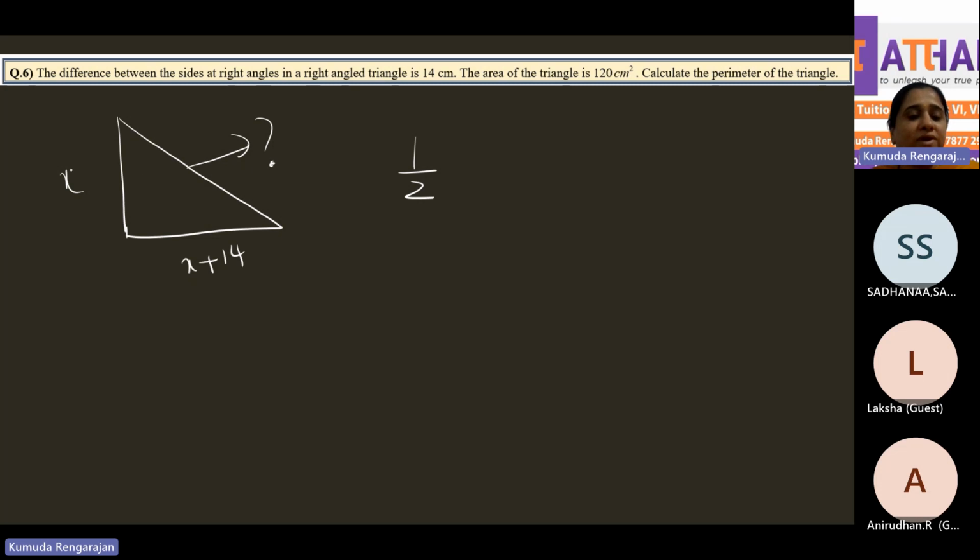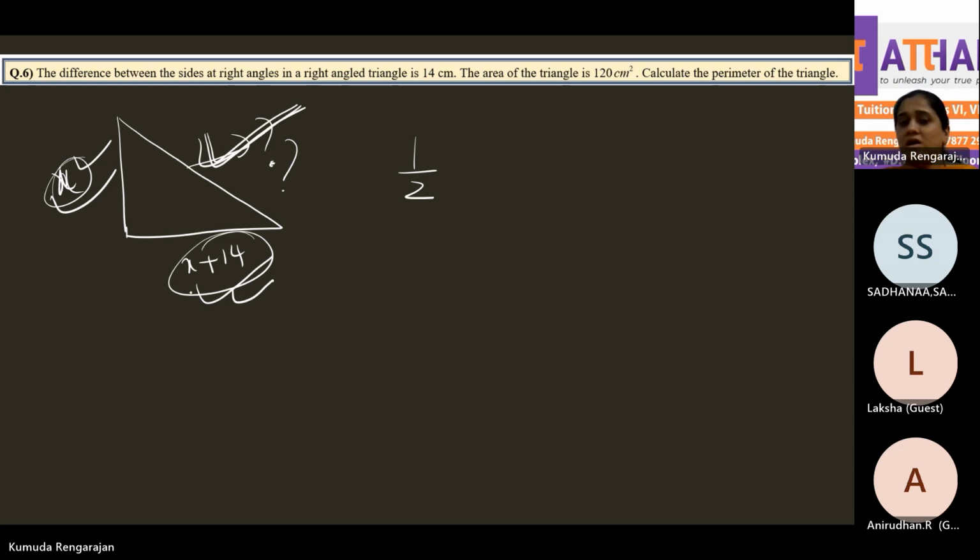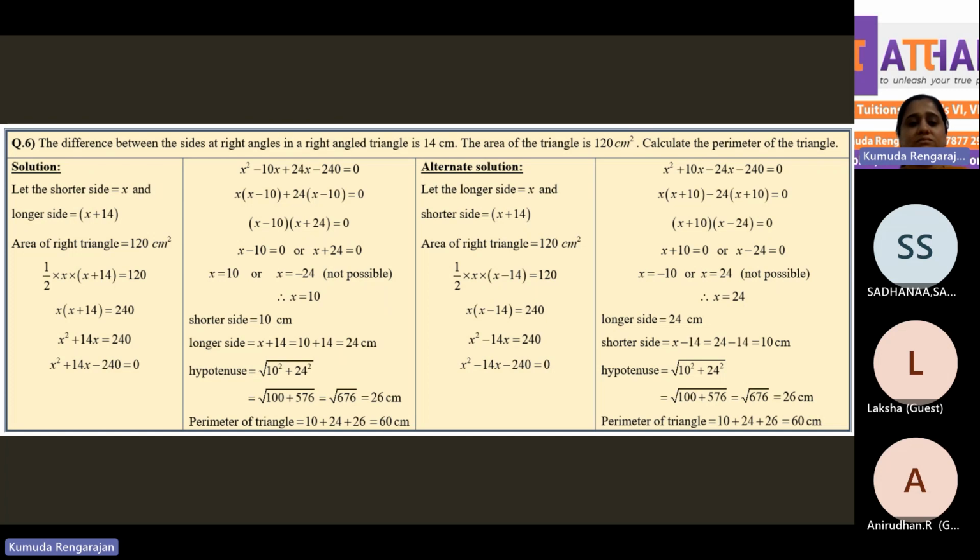Only when you find x can you find this and this. But the hypotenuse, you should find using Pythagoras theorem, and then find the perimeter. Once you find x, you can find x plus 14, correct? Now you know these two sides, but to find the perimeter, you also need this side. How will you find this side? Using Pythagoras theorem. Now you know all three sides. Add all the three sides and find the perimeter.